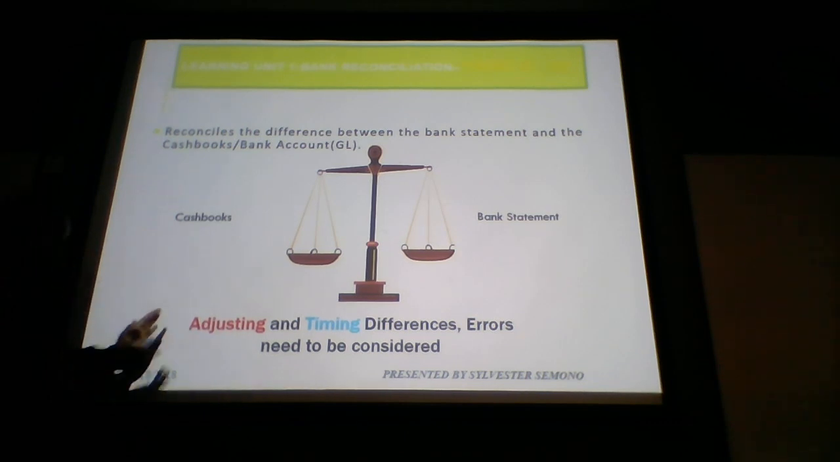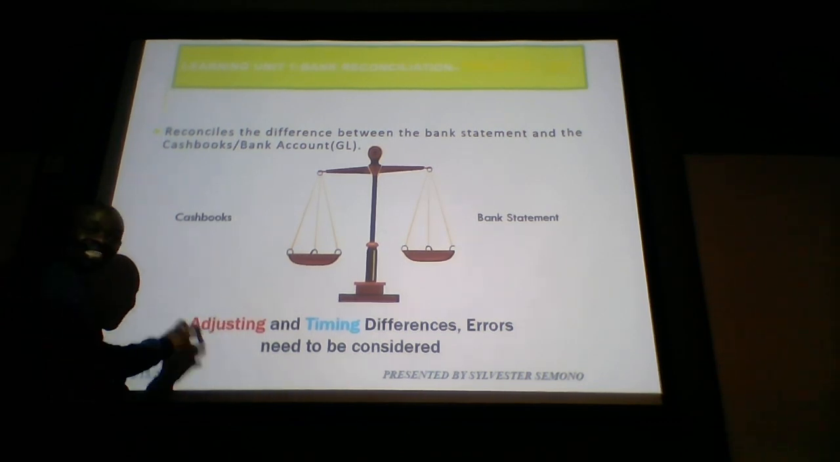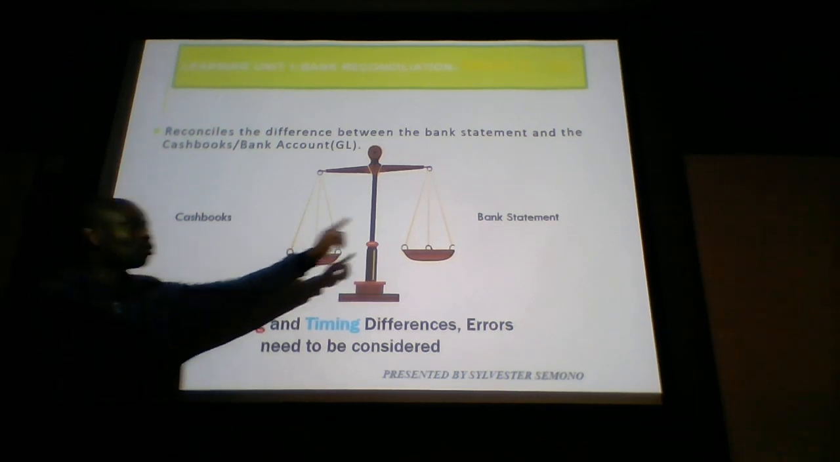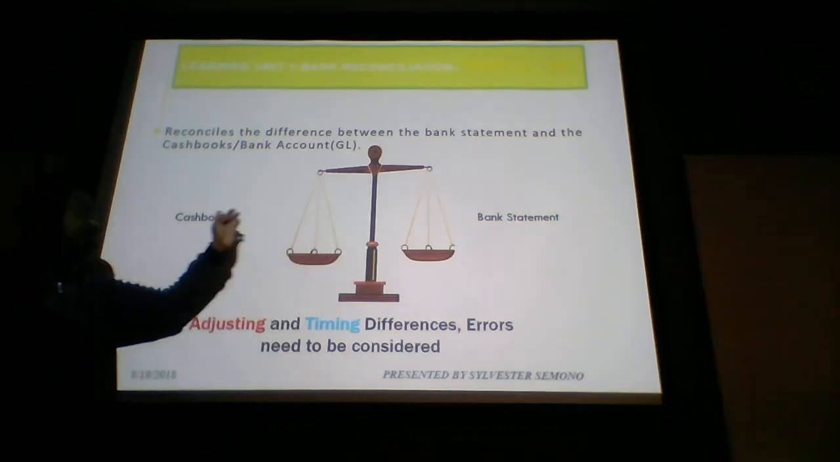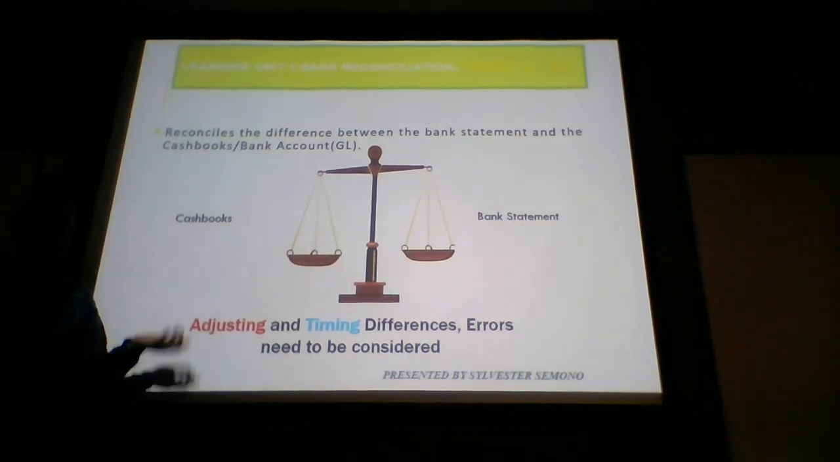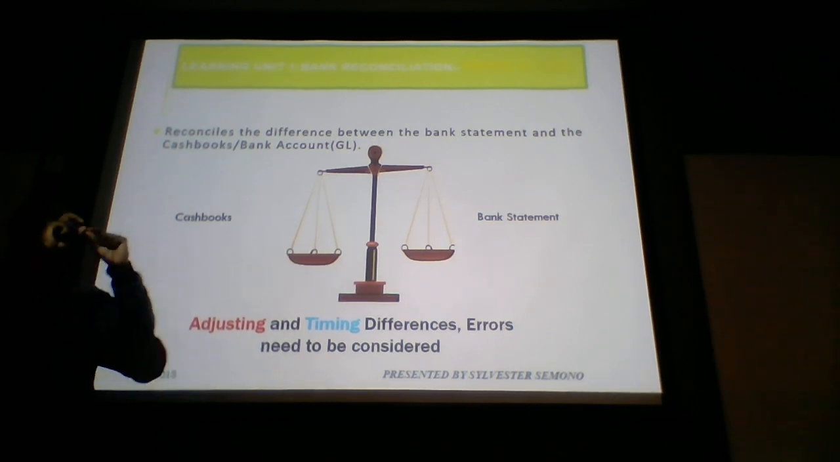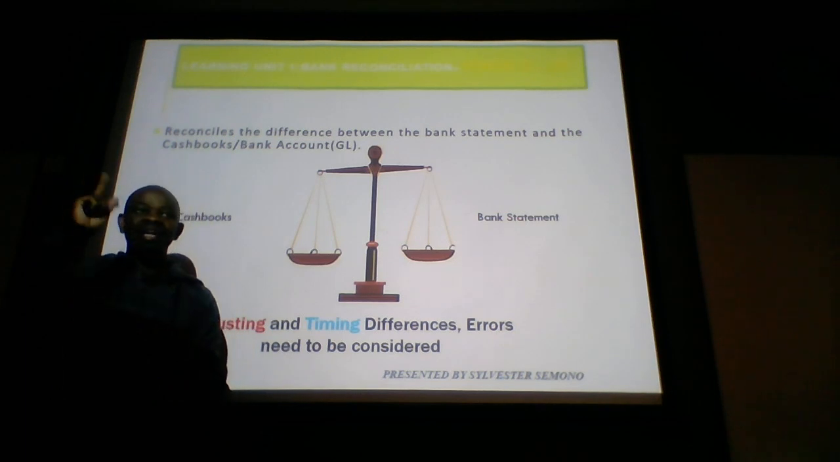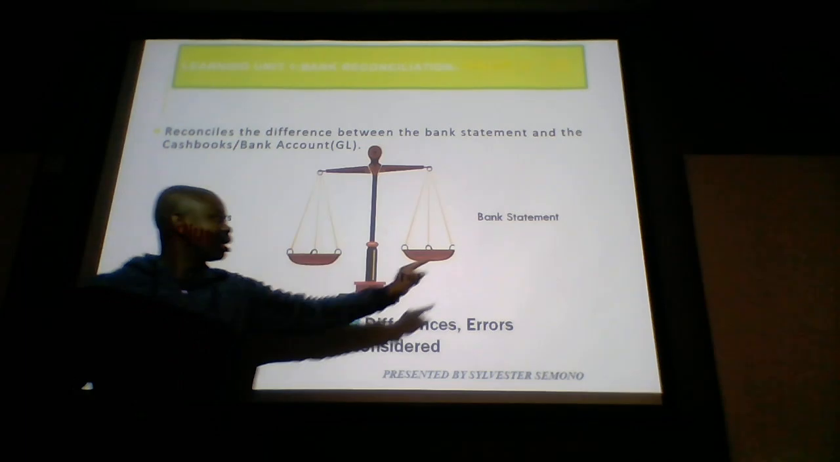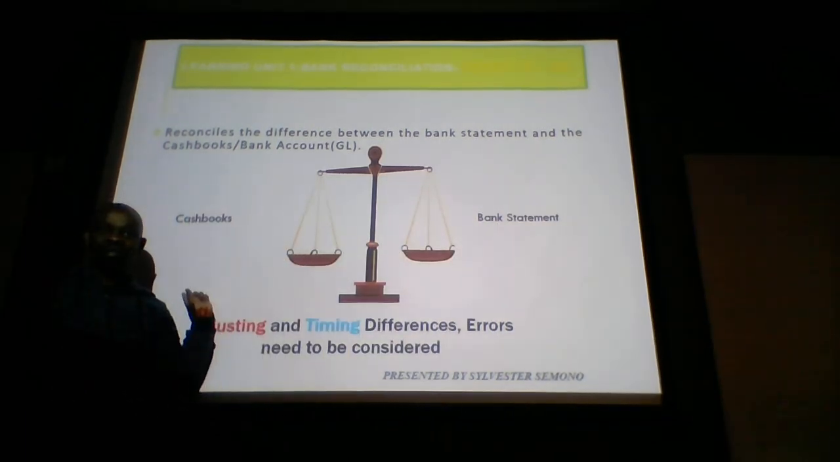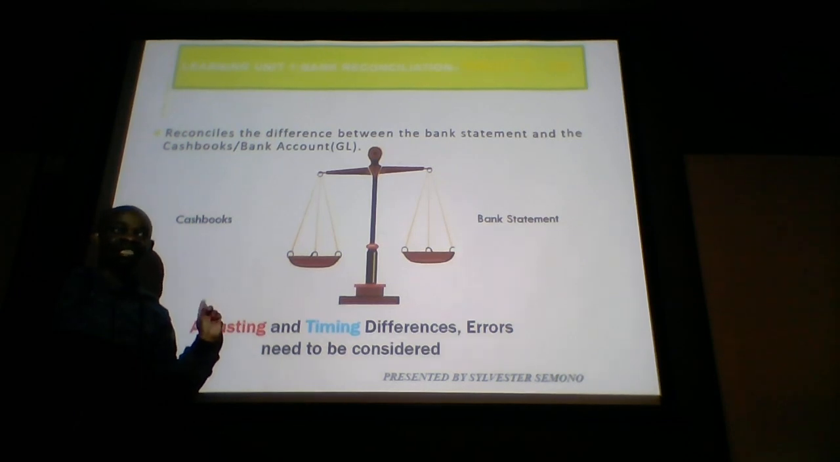Okay, let me start with this one now. When I say adjusting difference, it means there are those amounts which are reflected on what? The bank statement, but not yet in our books. For example, you pay Varsity College via EFT. At the moment, Varsity College is not aware. But when they extract their bank statement, they realize that one of the students paid them 5,000. Where do they see that? Meaning they must come and update their books. What is that? Adjusting difference.